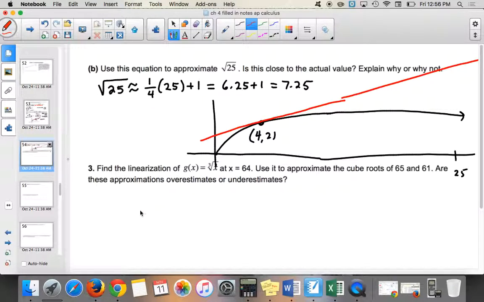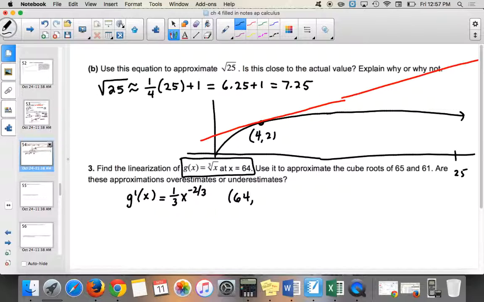All right, so number 3. It says find the linearization of the cube root of x. If I have the cube root of x, I'm going to take the derivative again. Remember, the cube root of x is x to the 1/3. So the derivative is 1/3 x to the negative 2/3. And it says at 64. So using my original function, what point am I at? 64 comma what? 4. Do you guys see where Ian's getting that?